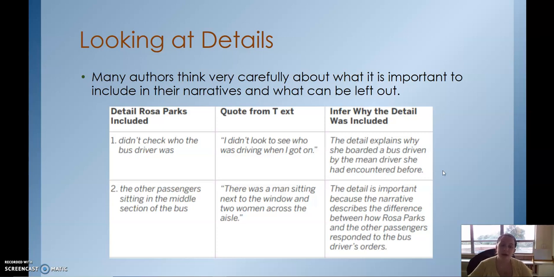So when you're writing a narrative, be sure to put in details that mean something. If you're talking about your surprise birthday party, you wouldn't want to start talking about your dog Fluffy and how you had to take him to the vet, because it didn't go along with what your story is, and that detail isn't very meaningful.